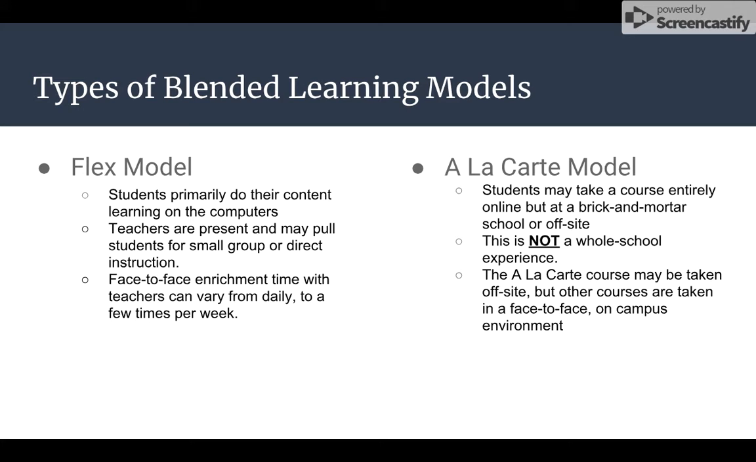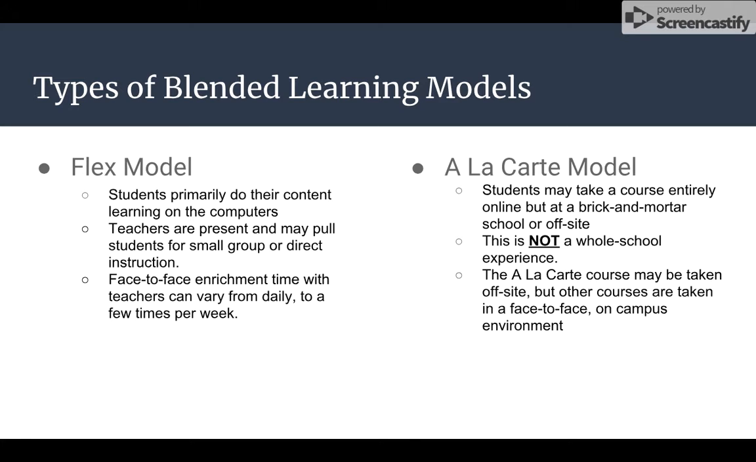We also have the a la carte model. So students may take a course entirely online, but at a brick and mortar school or off-site. So this is not a whole school experience. That means that not all of the students in the school have this type of education. So the a la carte course can be taken off-site, but other courses are taken in that face-to-face on-campus environment. Usually you'll see things like this in higher education. We don't really see it in the elementary school setting as much.